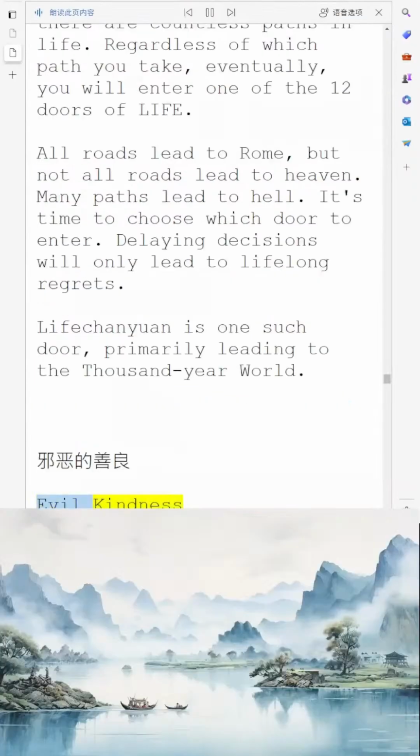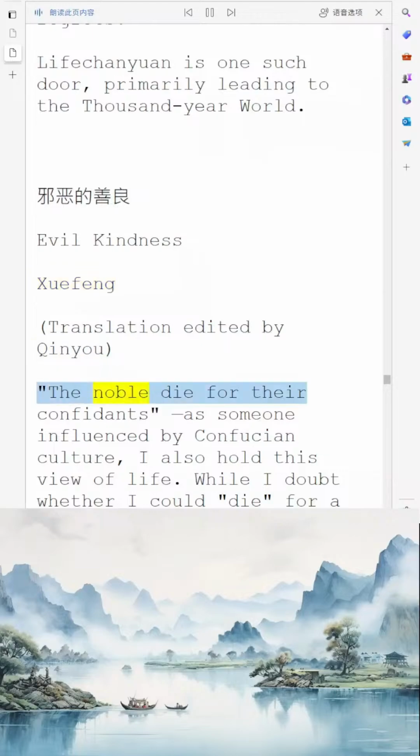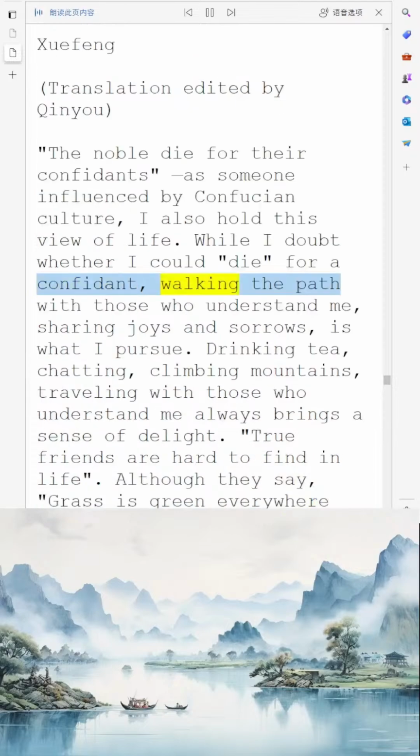The noble die for their confidants. As someone influenced by Confucian culture, I also hold this view of life. While I doubt whether I could die for a confidant, walking the path with those who understand me, sharing joys and sorrows, is what I pursue. Drinking tea, chatting, climbing mountains, traveling with those who understand me always brings a sense of delight.